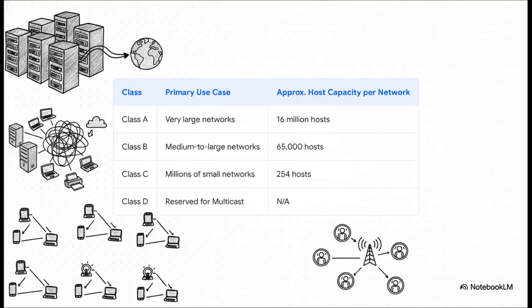Now, the original system for organizing these addresses was called classful addressing. And, well, it was pretty rigid. It created these different classes of networks. A Class A network was for just a handful of massive organizations, and it gave them a huge chunk of addresses. Class B was for medium-sized networks, and Class C was for millions of small networks. And Class D, as we saw before, that was just set aside specifically for those multicast groups.